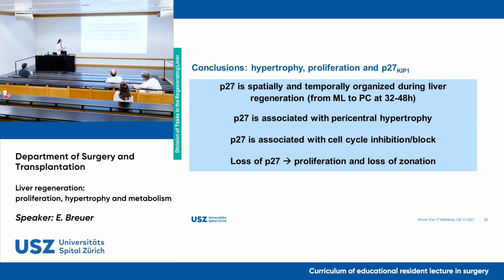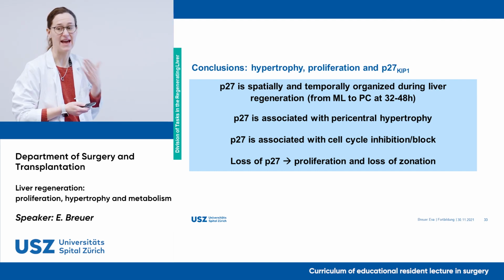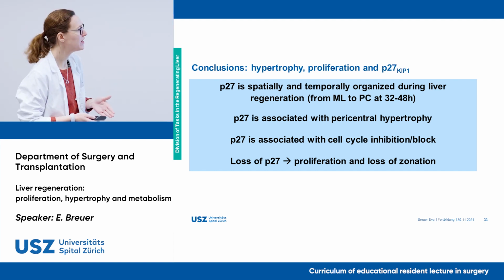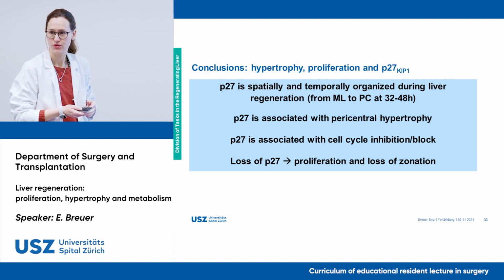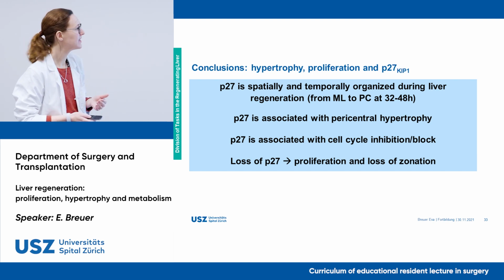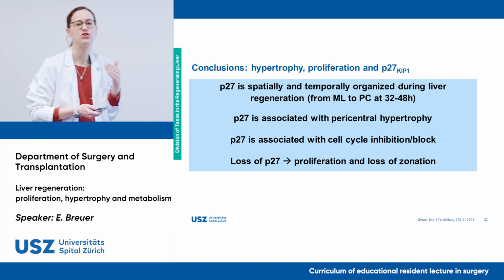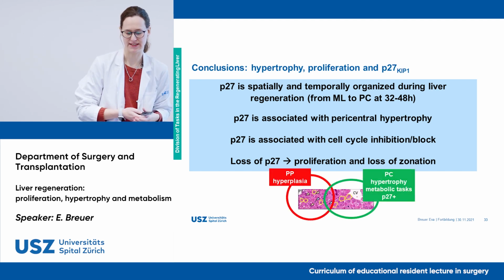So we know that this P27 is spatially and also temporally organized during the liver regeneration. We know that it is associated with hypertrophy. It is known to be able to block the cell cycle, and we know that we need to lose it in order to get through the cell cycle.